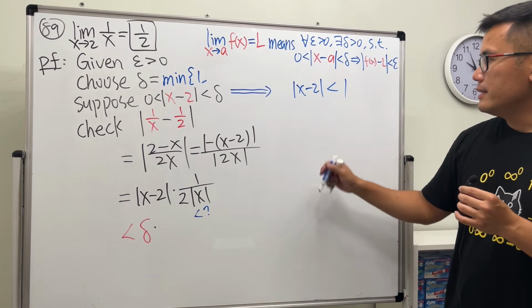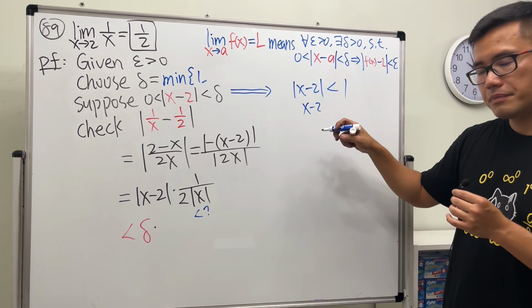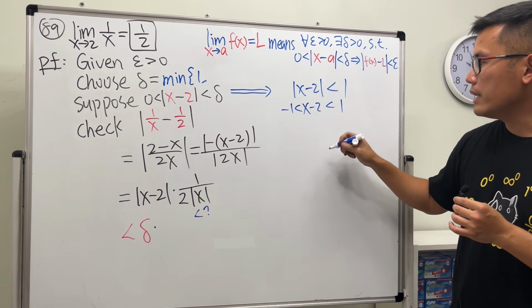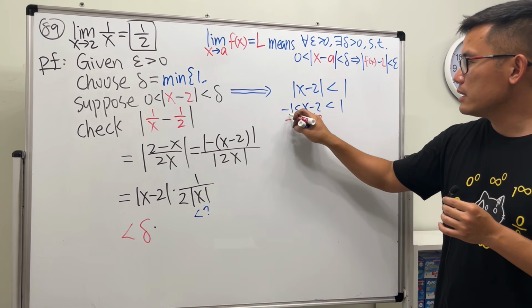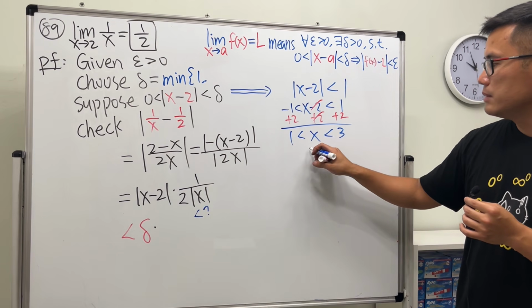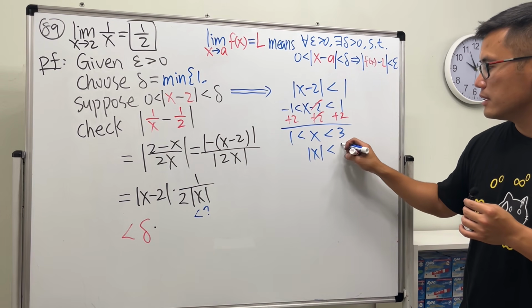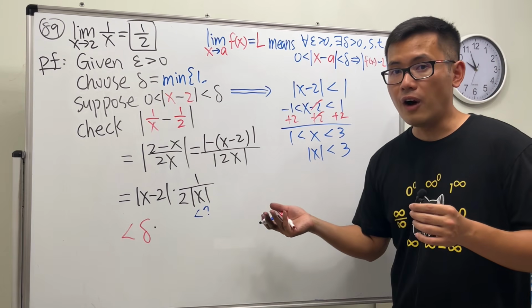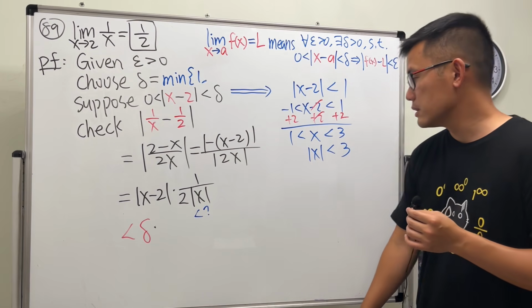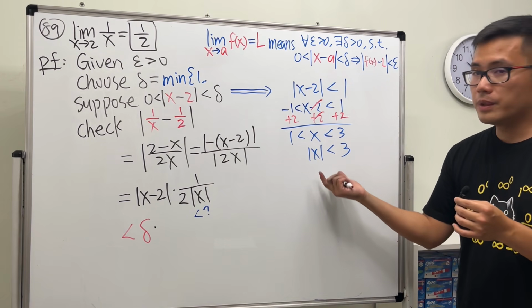Okay, open this. Absolute value of x minus 2 less than 1. This means x minus 2 is in between of negative 1 and 1. And then just add 2 to everybody. x is in between of 1 and 3. This means absolute value of x is less than 3. Right? That's what we have done so far. And in fact, I picked the same number like the previous one on purpose. Because that's what we did earlier, huh?